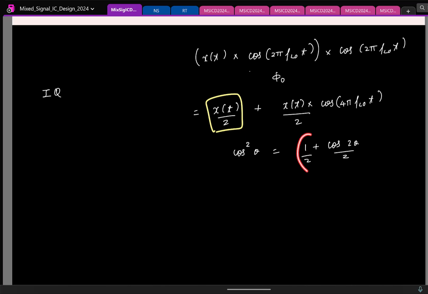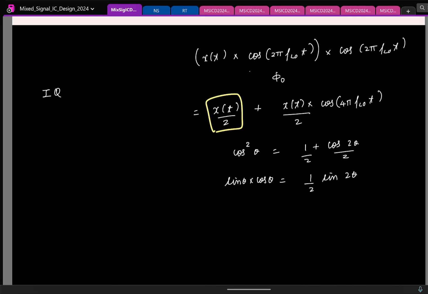This cos square x has a DC term, and that's why you are able to get back the signal. Right? So that's when engineers remembered that in 7th standard, hey, we also learned another trigonometric identity, which was sin theta times cos theta. What is this? Nice. And this term does not have a DC component.